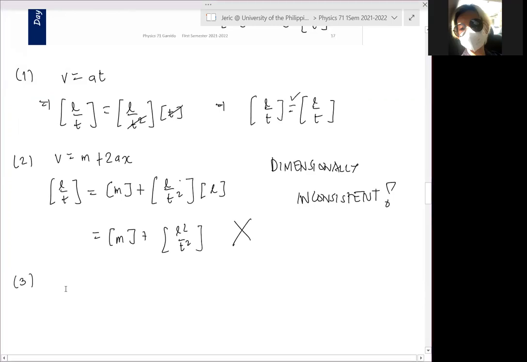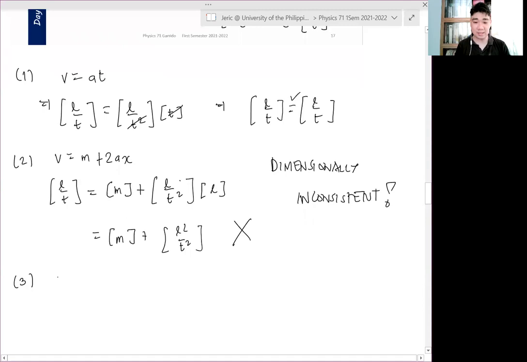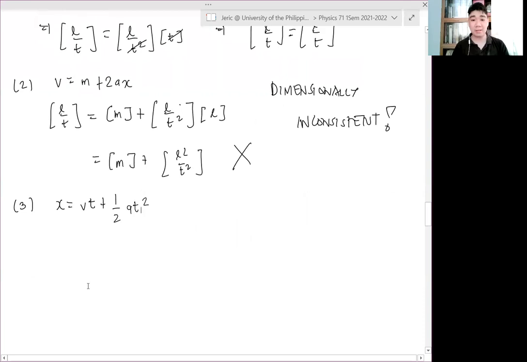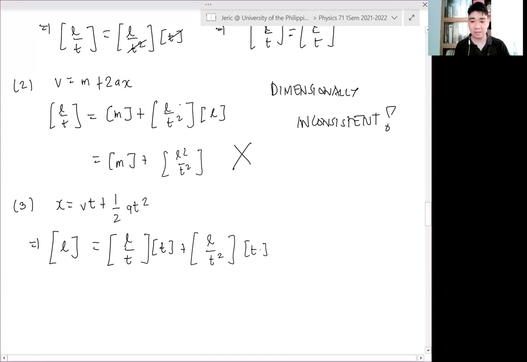Then part 3 is we have x equals vt plus 1/2 at squared. So x here has units of what? X here has units of length, diba? Then v has units of length per time. And then t has units of time. And then 1/2 here again, you can ignore it, so I won't write it anymore. And then a has units of length per time squared. And then t has units of time, but it's squared.